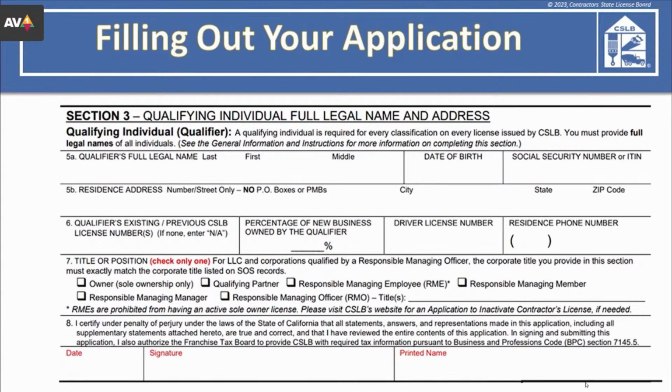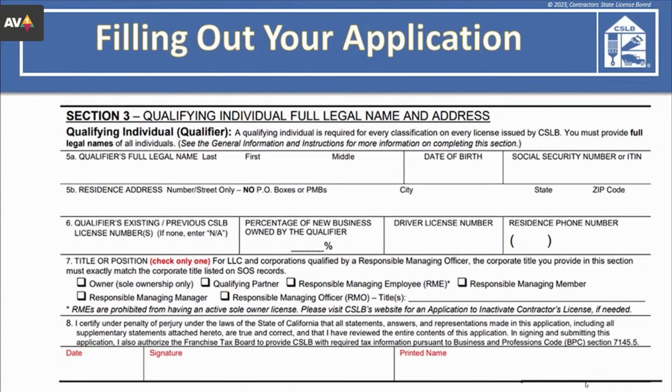In Section 3, you will list the qualifier's information. Remember, the qualifier is the person that meets the experience requirements and will be responsible for the direct supervision and control of construction operations. The qualifier will be the person taking the exams.